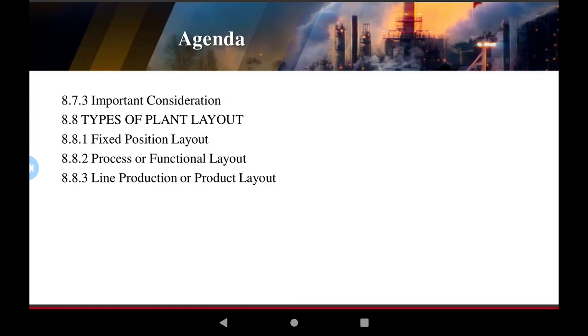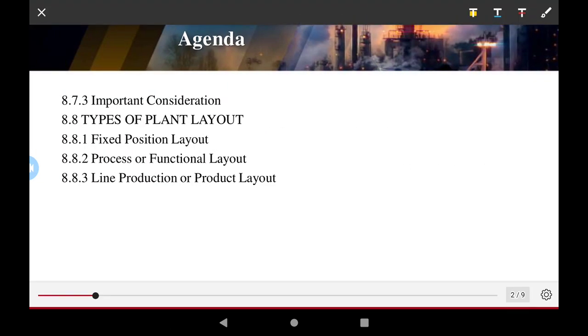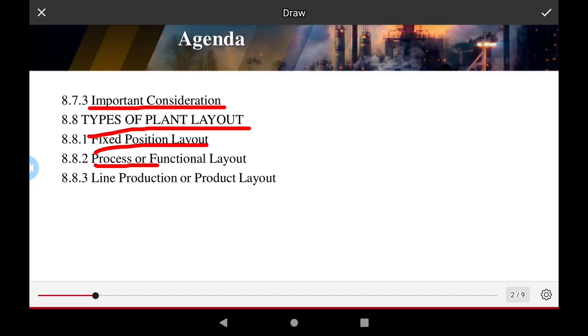Agenda for today in this video: the importance and consideration of plant location, types of plant layout, fixed position plant layout, process or functional layout, and line or product layout. These are the topics presented in more detail in this video.